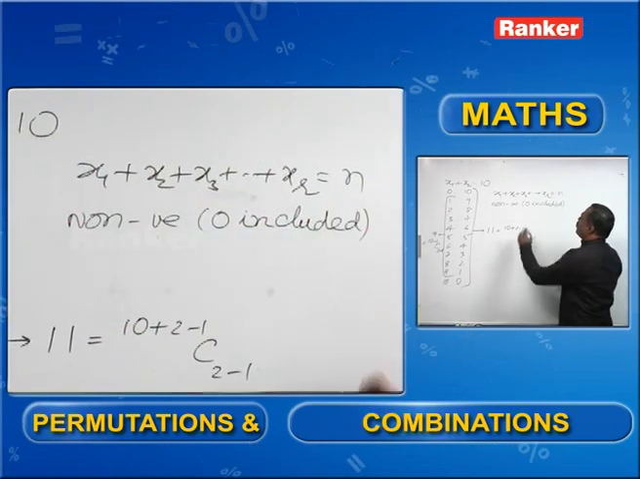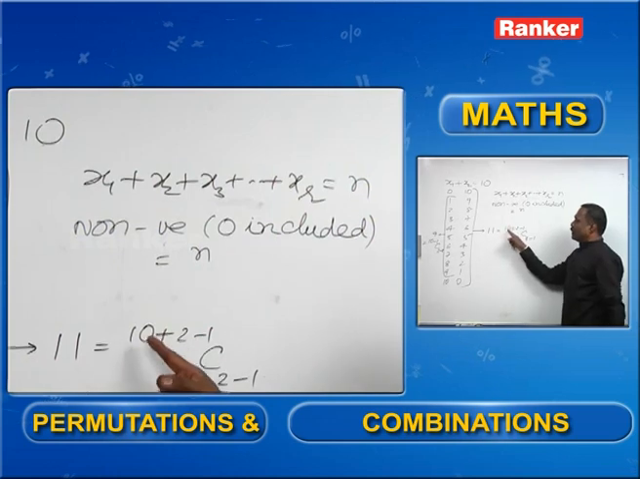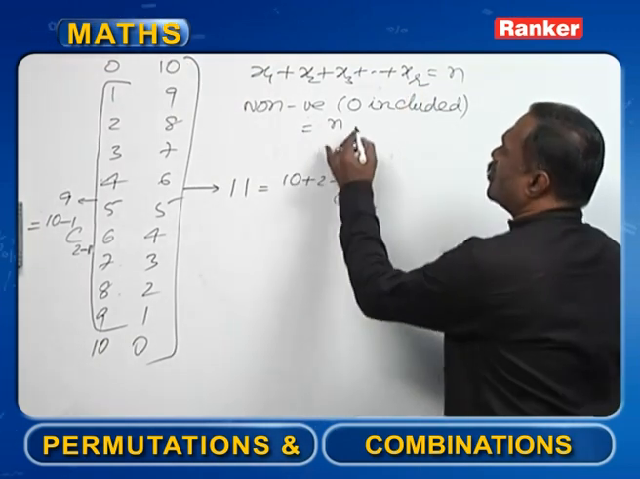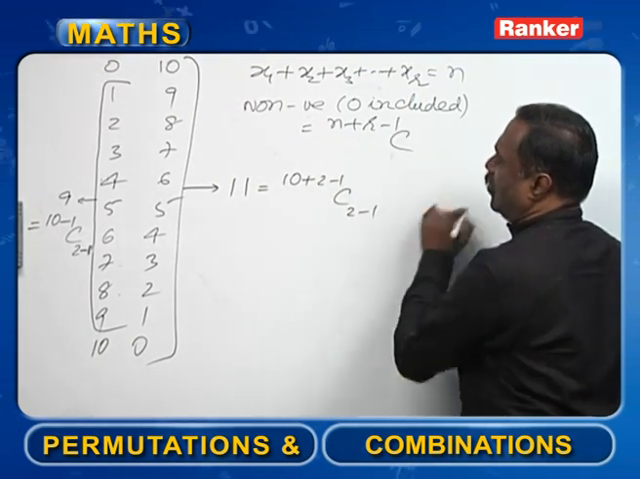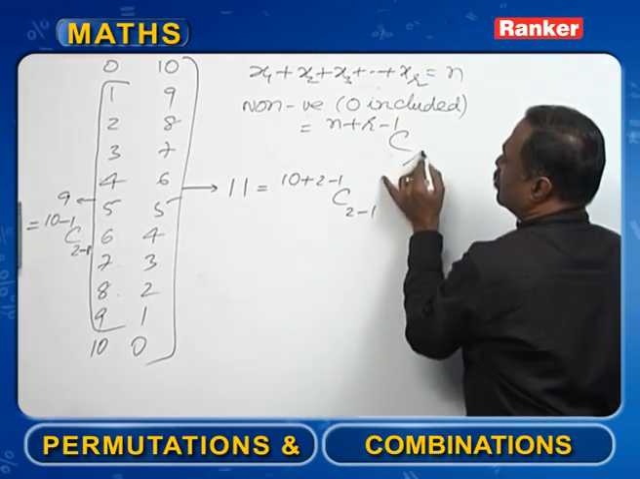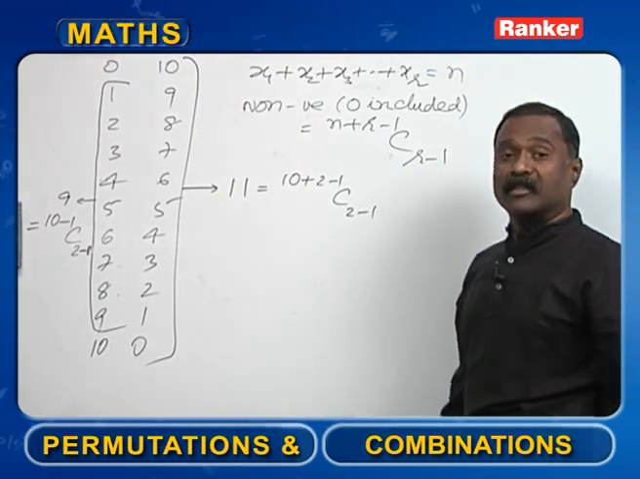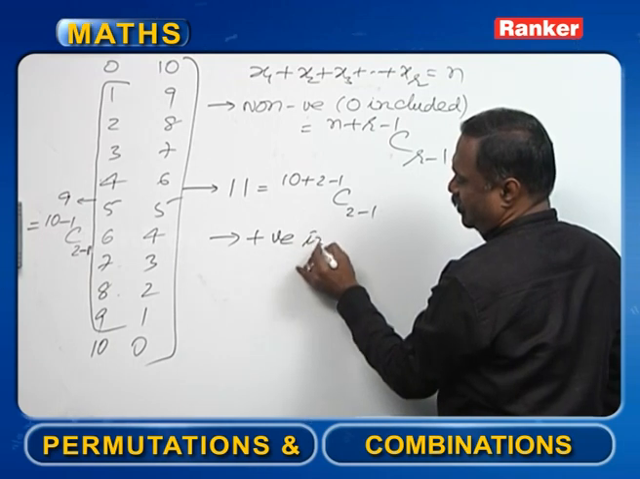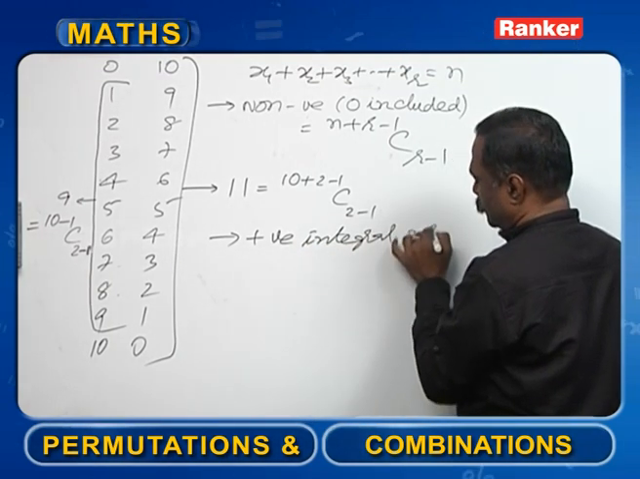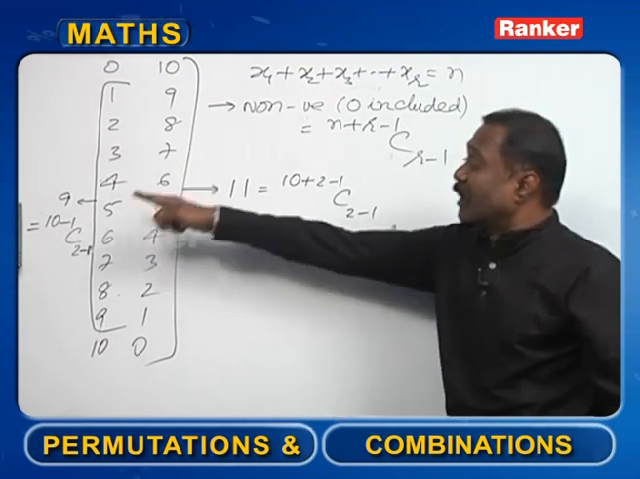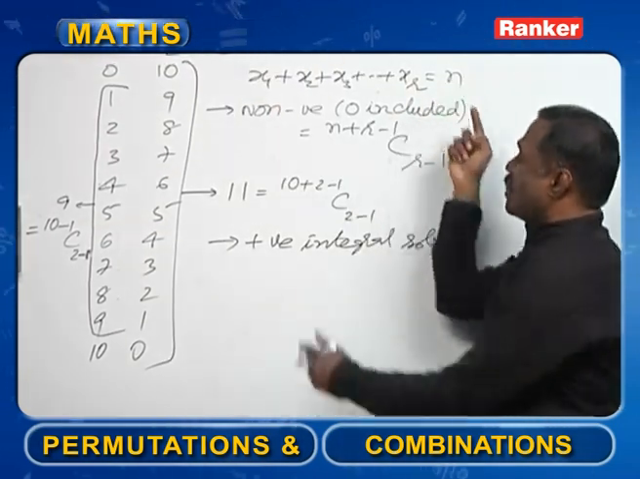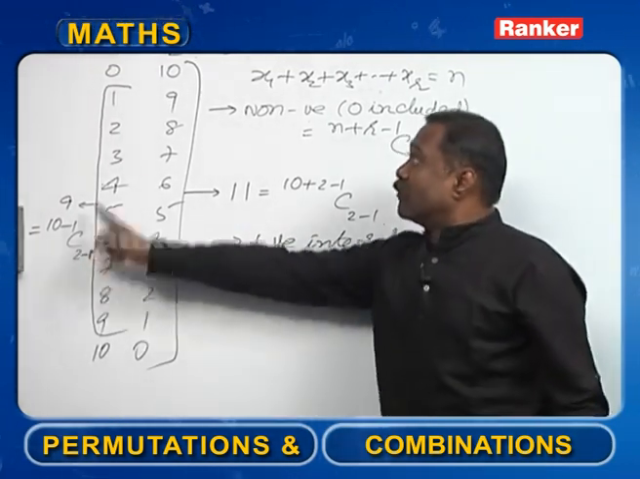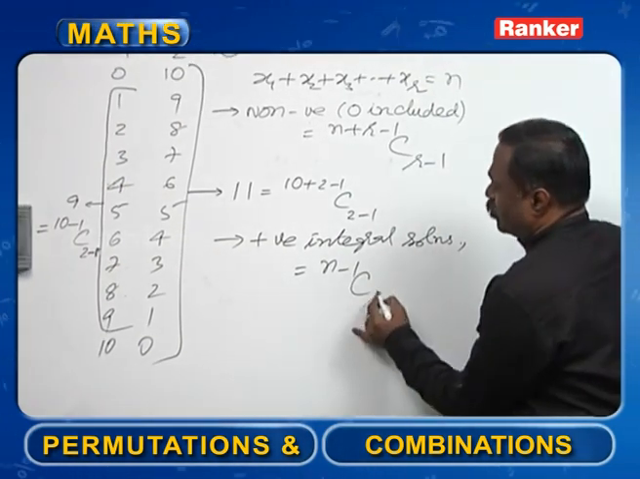In place of 10 you have n. In place of 2 you have r. So it is n plus r minus 1 C r minus 1. This is 2, this is r. This is r minus 1. Number of non-negative integral solutions. Next, positive integral solutions. In this case, it is 10 minus 1, where 10 is n. It should be n minus 1 C 2 minus 1, where 2 is r, so r minus 1.